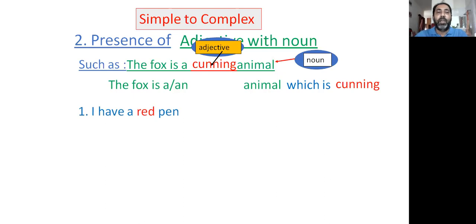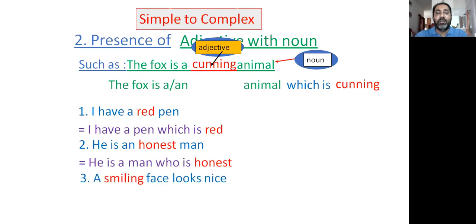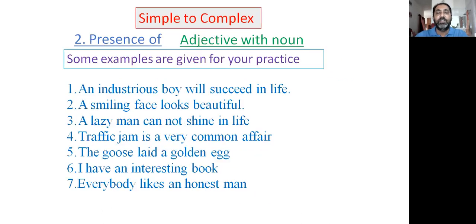Similarly, I have a red pen. The answer is, I have a pen which is red. Number two, he is an honest man. He is a man who is honest. Number three, a smiling face looks nice. A face which is smiling looks nice. Here are some examples and these are for your practice.